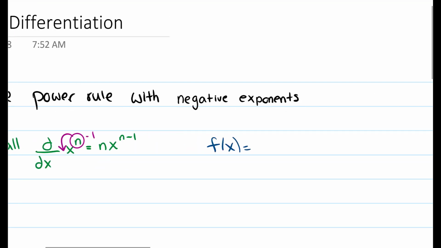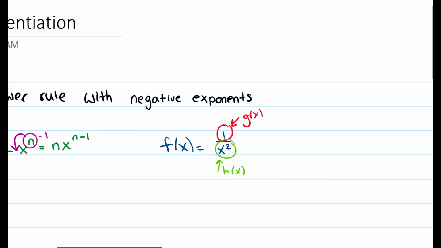f of x is equal to 1 over x squared. The previous way to solve this is you identify this as g of x, and you would identify this as h of x, and then use the quotient rule. However, sometimes the problems can be done a little easier by rewriting it as f of x is equal to x to the negative 2.